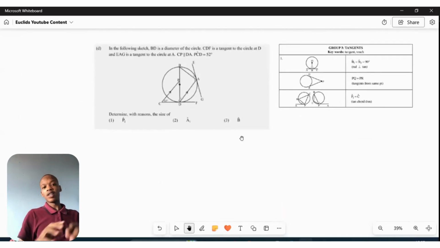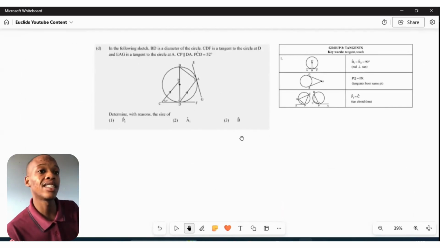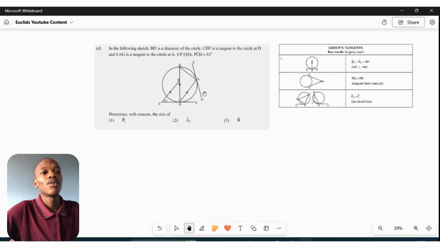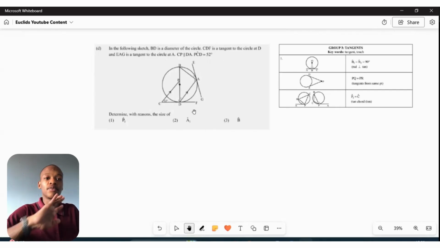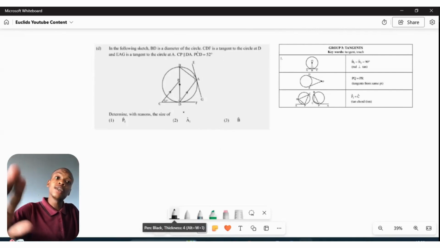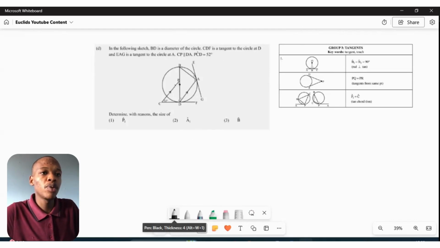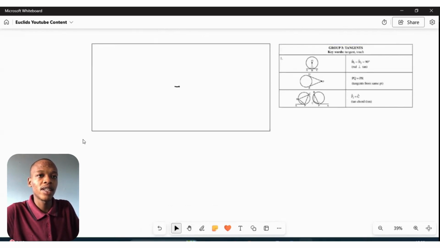Right, so what do we have here? Now we have more details. We have a tangent, we have a diameter, and then we have parallel lines. And then we have 52 degrees. Okay, it's fine. We have to read the information. Now we know what is happening here. They're asking us about P1. What is P1? Let me enlarge this so we can clearly see.